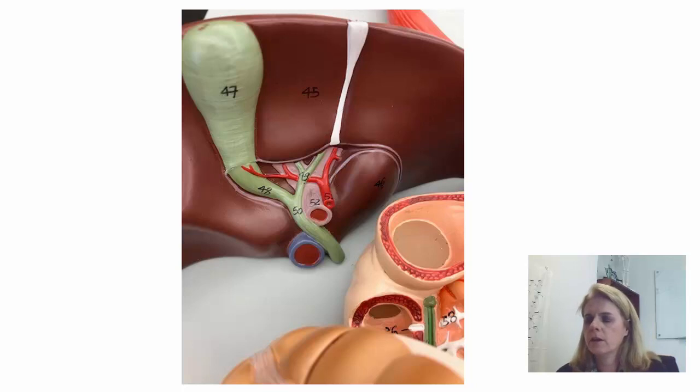Here's another view of this. Again, you've got your hepatic portal vein. You've got your gallbladder here. You've got your quadrate lobe of the liver. You've got your right and left hepatic ducts coming in, forming this common hepatic duct. Cystic duct, these come together and form the bile duct.